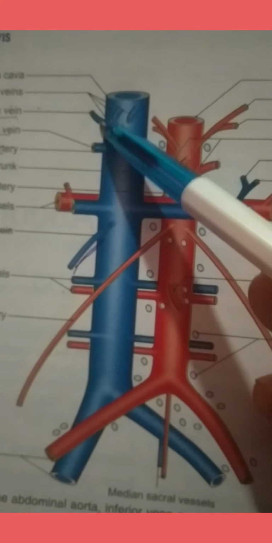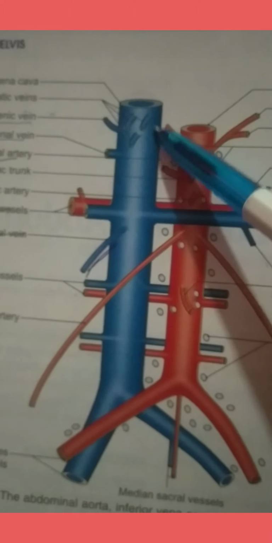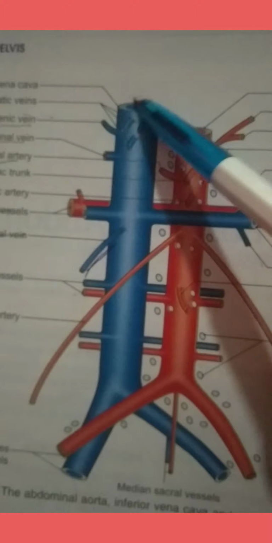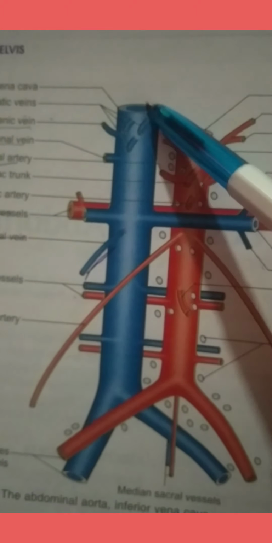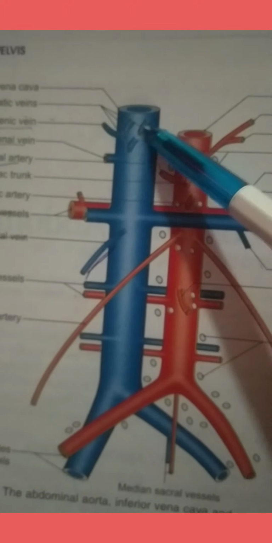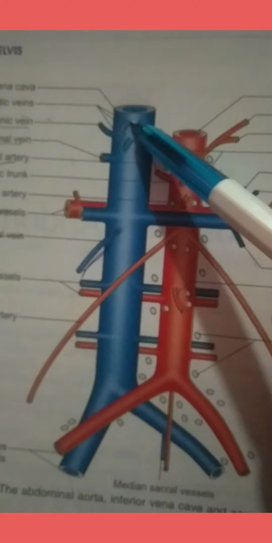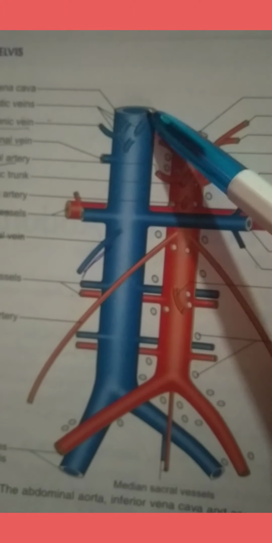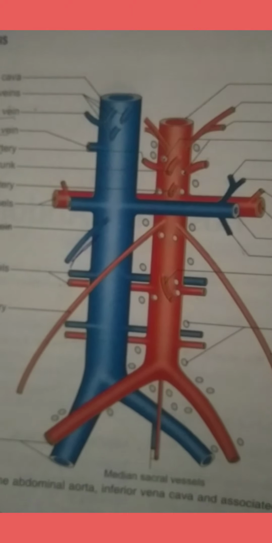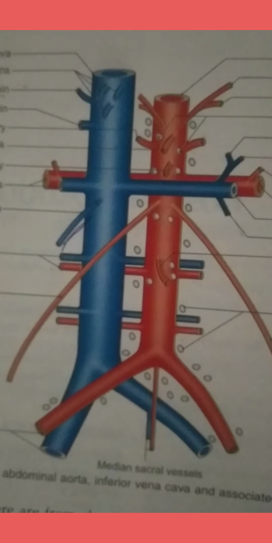Next are the hepatic veins. There are three hepatic veins present on the anterior surface of the IVC. They drain into the IVC before the IVC pierces the diaphragm at the level of T8 to reach the thorax. These are the veins or the tributaries of the inferior vena cava.